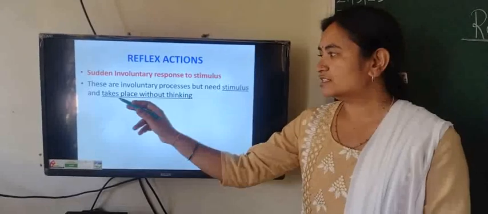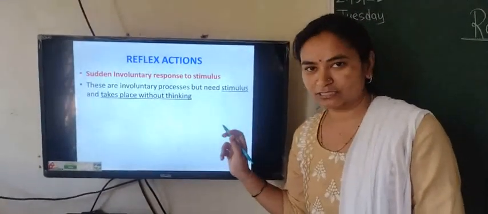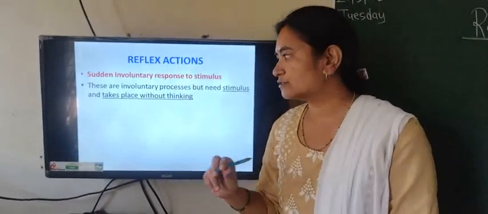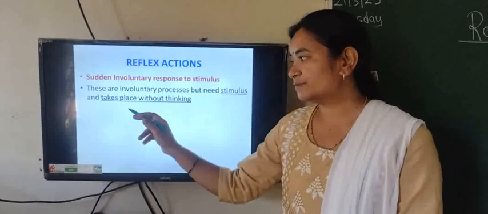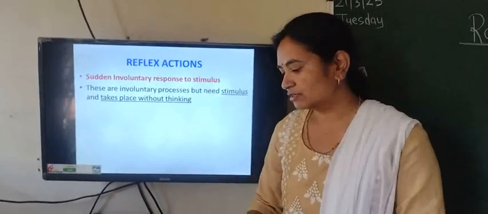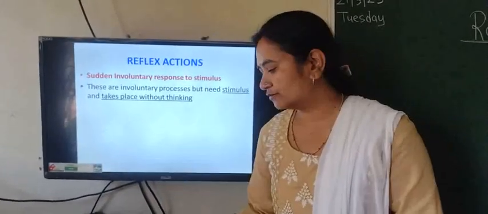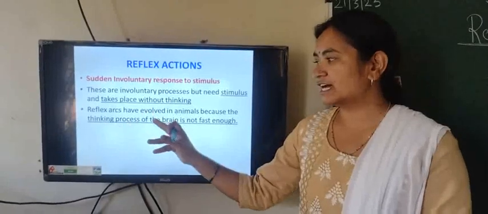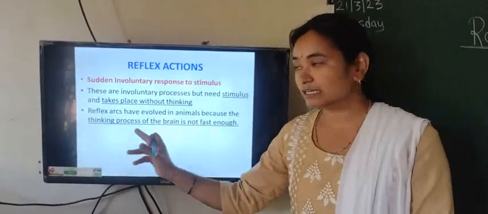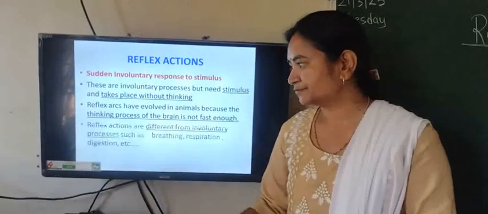See here, these are involuntary processes but they need a stimulus. Without a stimulus, these reflex actions cannot take place. And they take place without thinking. We don't have to think about it. It takes place suddenly or on its own accord. See, reflex actions have evolved in animals because the thinking process of the brain is not that fast.